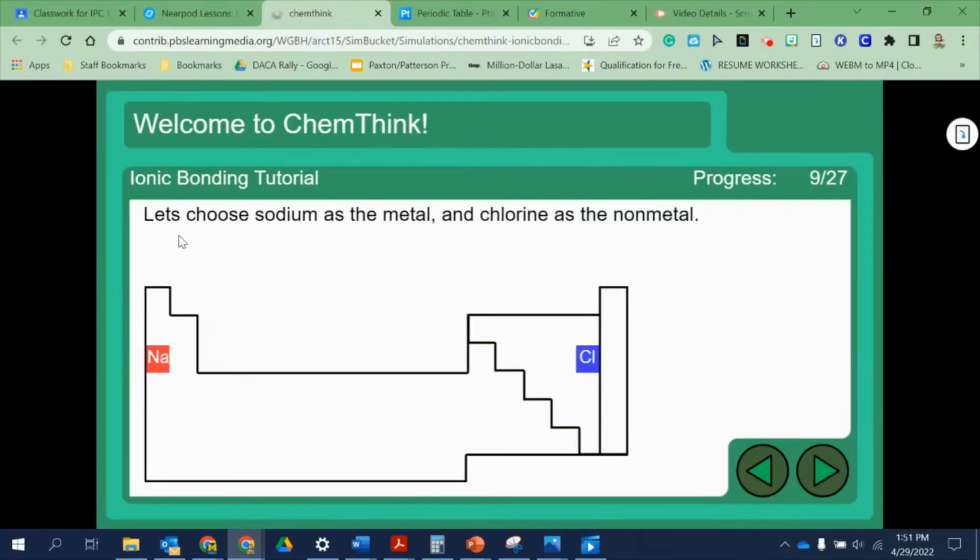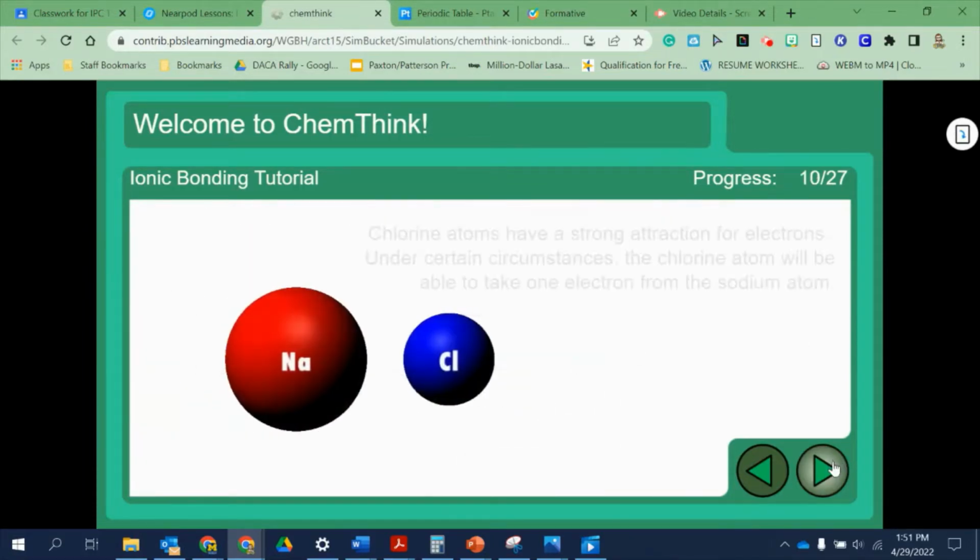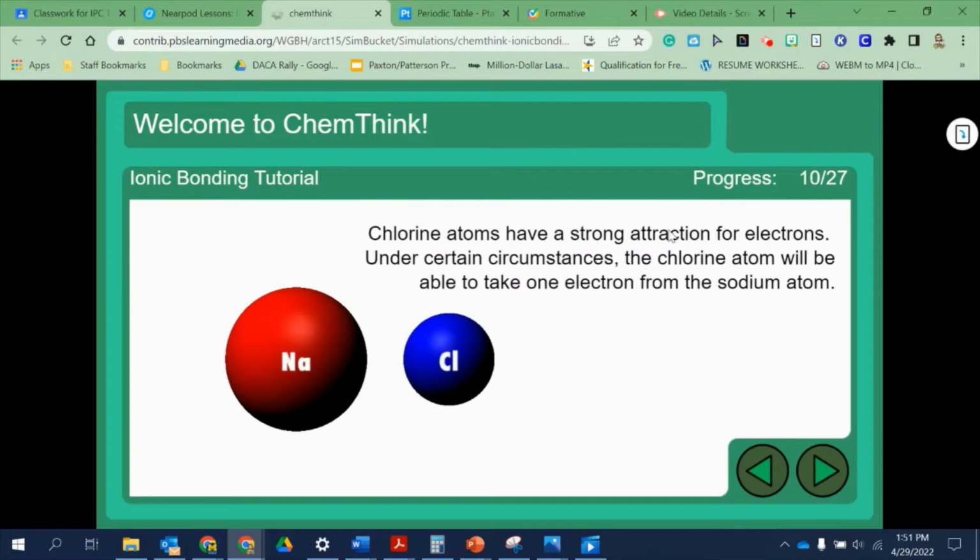Right, so it says here, let's choose sodium as a metal and chlorine as a non-metal. We're going to see this example quite a bit. Here you see chlorine atoms have a strong attraction for electrons, these blue ones. Under certain circumstances, the chlorine atom, the blue one, will be able to take one electron from a sodium atom. Remember, if it wants it more, it means it is electronegative. So this little chlorine atom is an electronegative atom, more electronegative than the sodium.